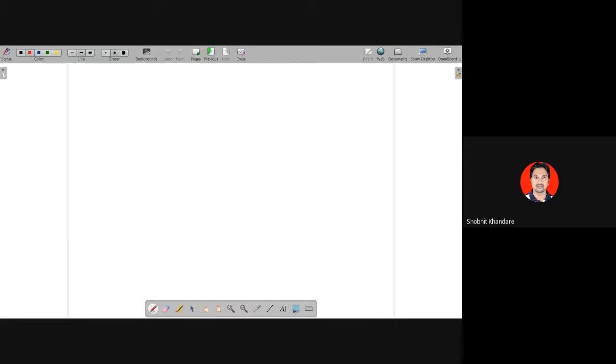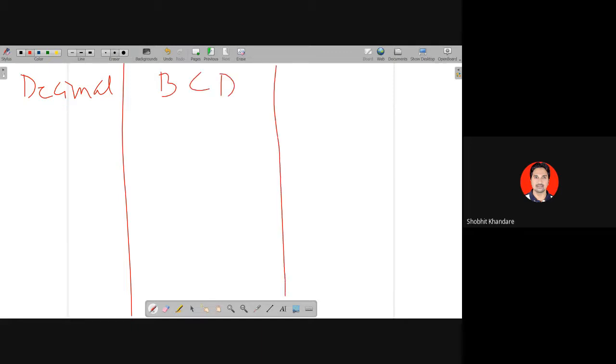So we will have a table. In this table we will have a decimal number, then the BCD of the decimal number. Now here also we have to understand, to get the gray code, the first thing is that you should have the equivalent BCD of the decimal number. Then only you will be able to achieve the gray code.